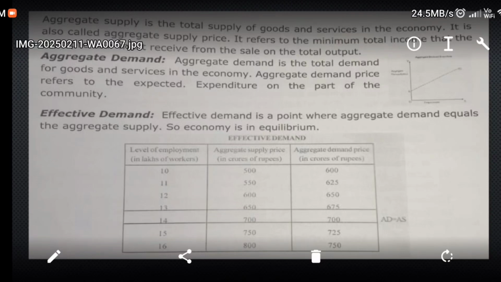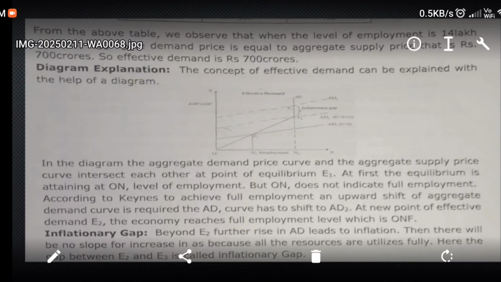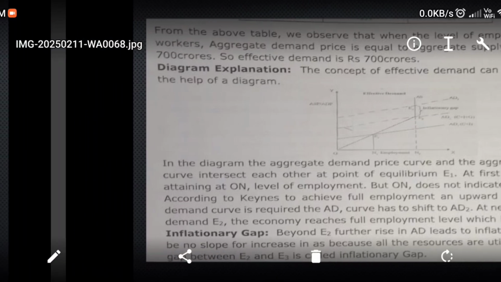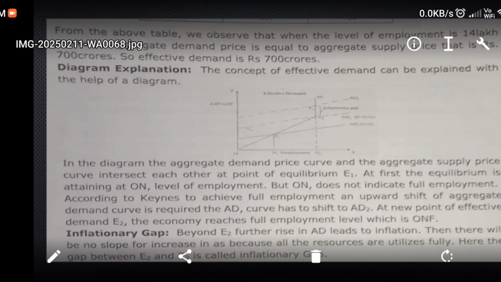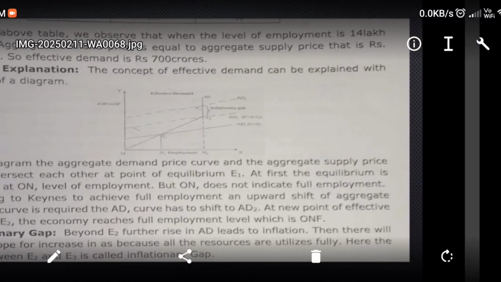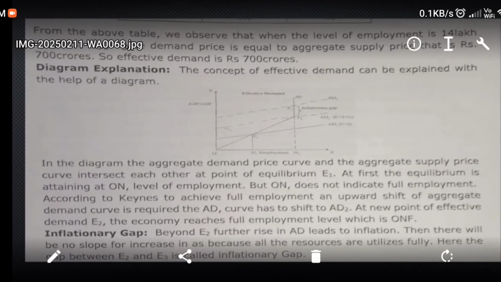So effective demand is the point where aggregate demand is equal to aggregate supply, so the economy is in equilibrium. From the above table, we observe that when the level of employment is 14 lakh workers, aggregate demand price equals aggregate supply price, that is 700 crores. So effective demand is 700 crores.